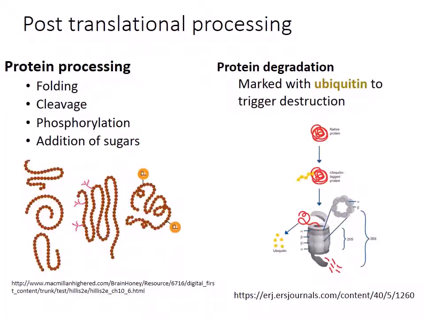As far as post-translational processing, remember translation is when we've actually created that protein. So proteins can be processed by folding, which I think is pretty straightforward as far as the idea of what folding is, or cleavage, where the proteins can be cut into pieces, or phosphorylation, where we add a phosphate group, or the addition of sugars as well. Or proteins can be tagged with ubiquitin to trigger their destruction and breakdown.